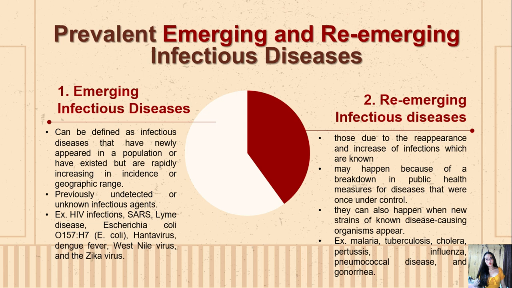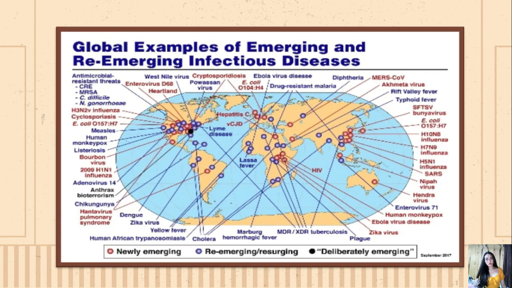While on the other hand, re-emerging infectious diseases are those due to the reappearance and increase of infections which are known. Also, re-emergence may happen because of a breakdown in public health measures for diseases that were once under control. As you can see here in this picture, these are the global examples of emerging and re-emerging infectious diseases that are timely and relevant to these specific countries.